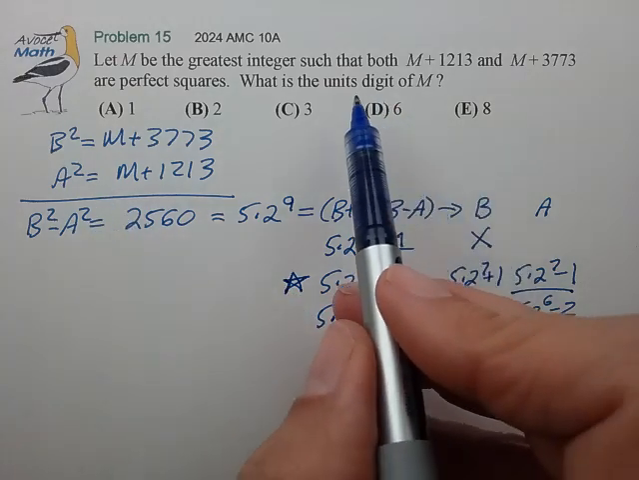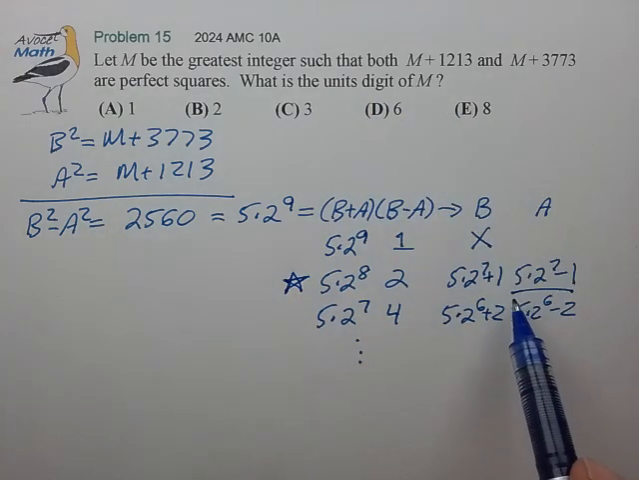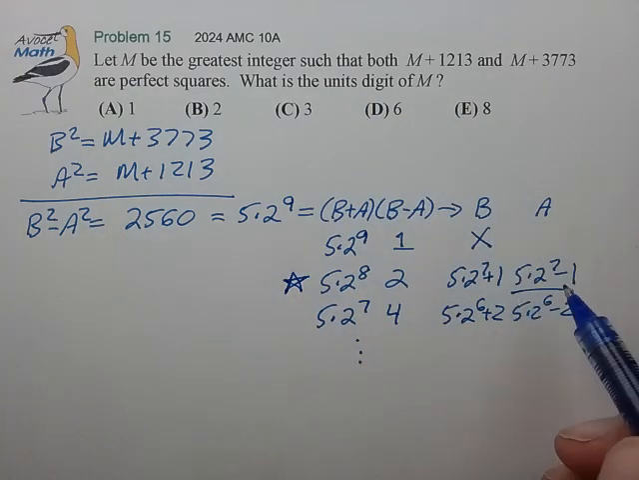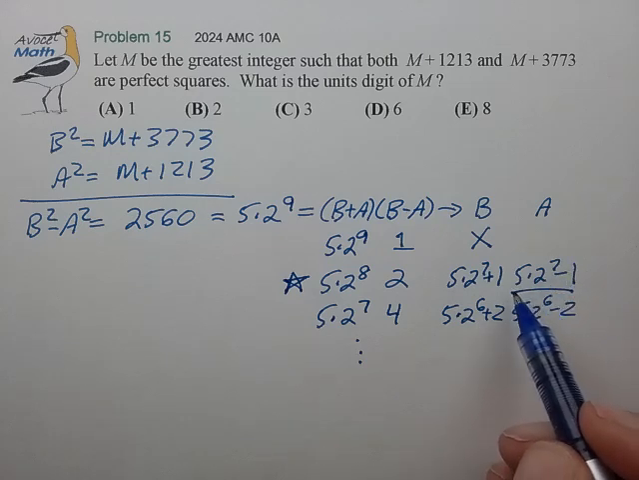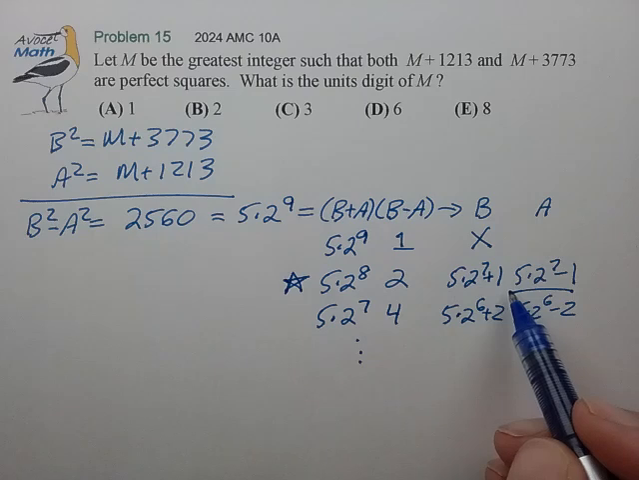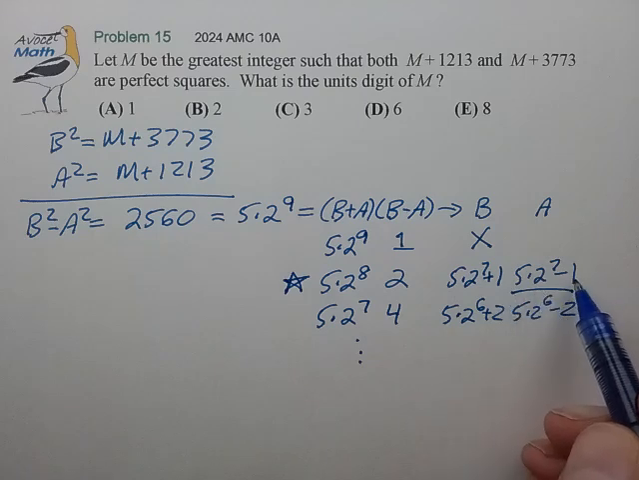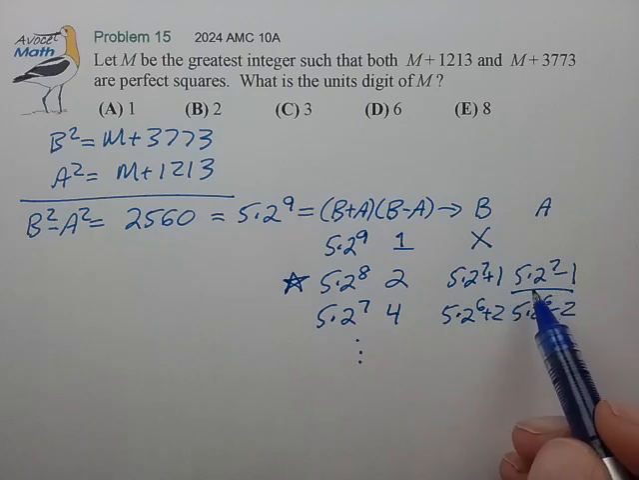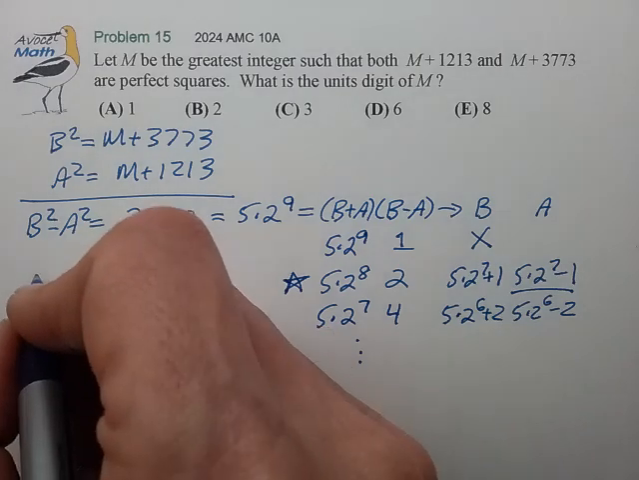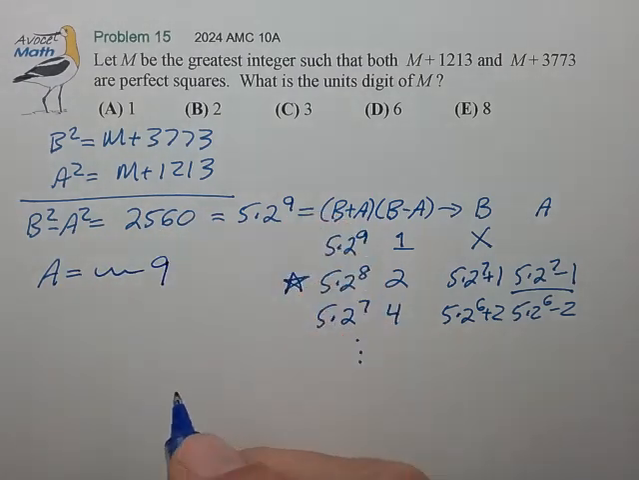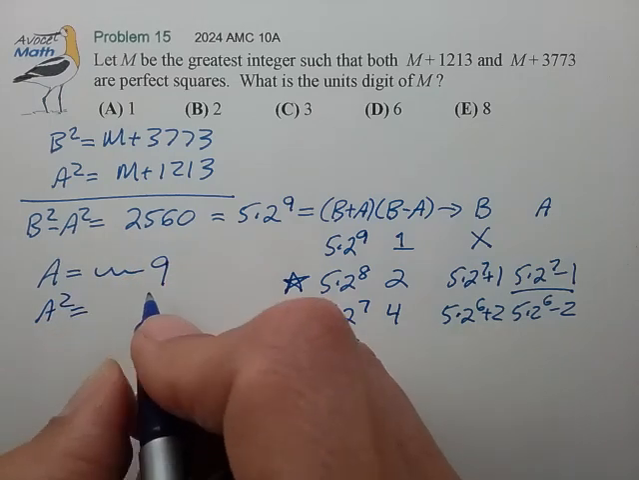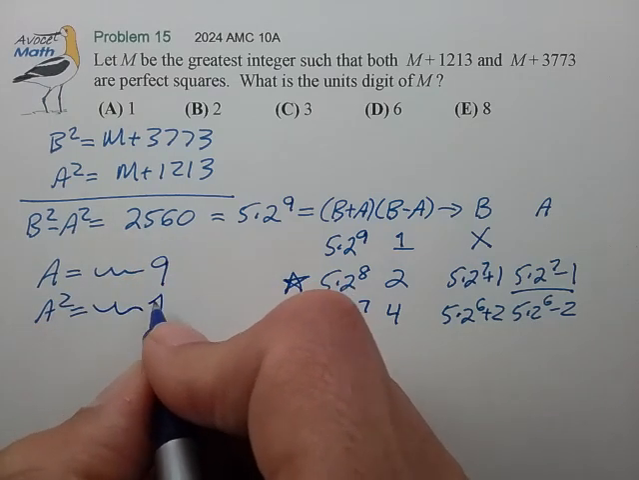Now since we're only trying to find the units digit of m, we can take a calculation shortcut. We know that 2 to the 7th is 128. If we multiply that by 5, we end up with a number that ends in the digit 0. And if we subtract 1, we'll have a number that ends in 9. So we know then that a is equal to something that ends in 9. So a squared is now something that ends in a 1.